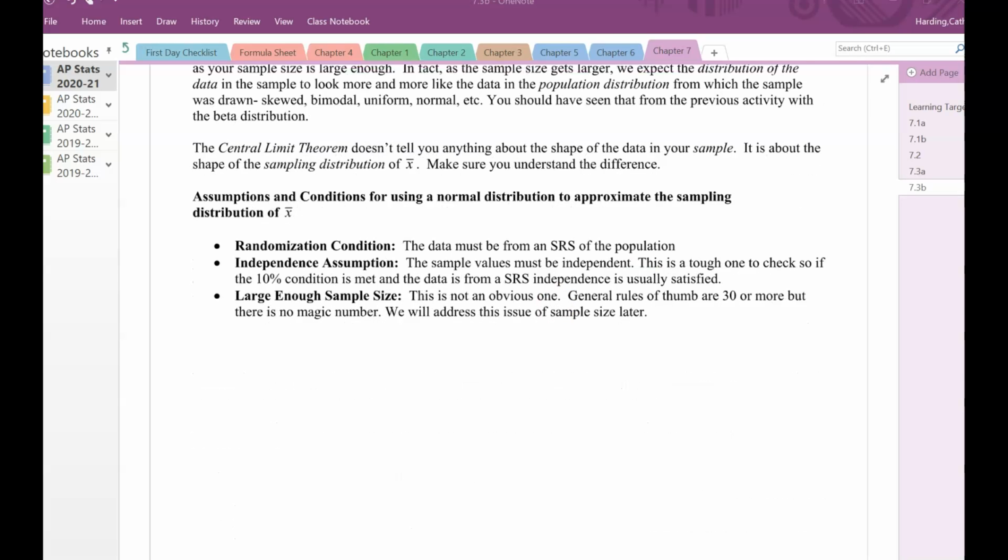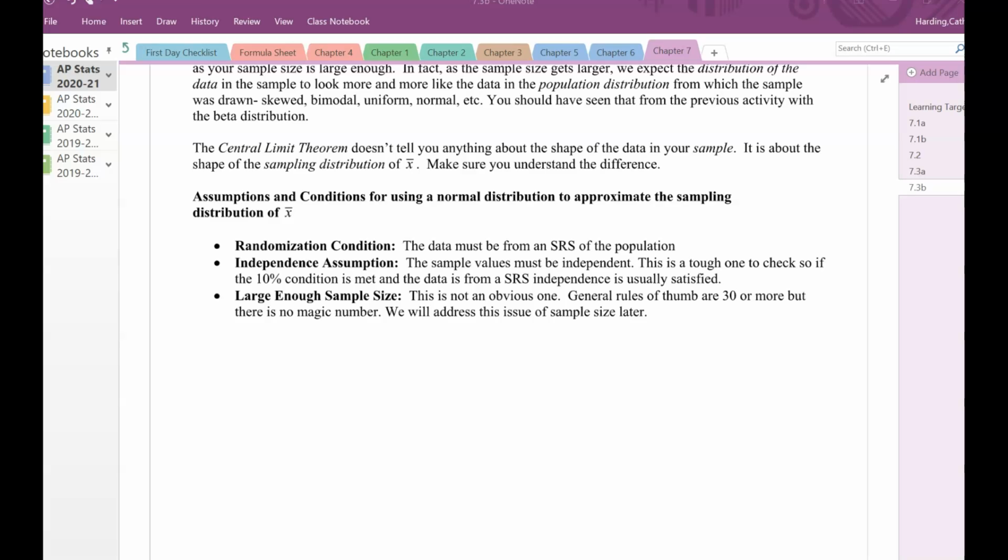Let's just review here at the bottom the conditions that need to be met before you can use a normal distribution to approximate the sampling distribution of sample means. The first two you're familiar with, the randomization. The data must be from a simple random sample of the population. This creates an unbiased estimator. The independence condition: the sample values must be independent of each other.